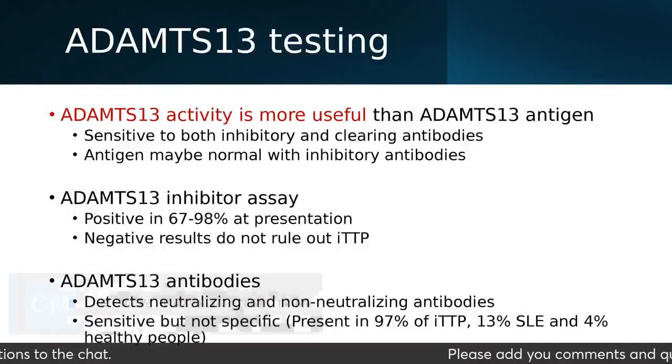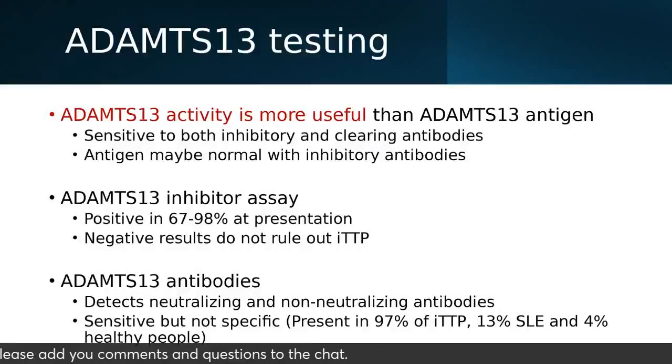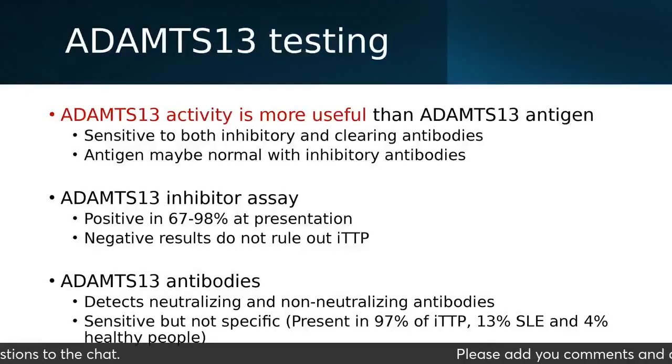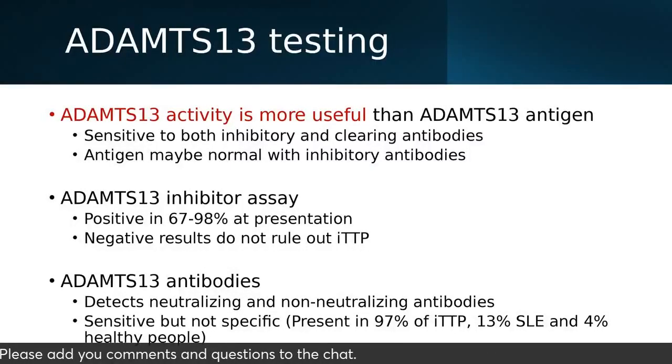Got it. I think that makes sense. Activity is much more relevant and much more sensitive as compared to antigen. Sometimes antigen can be normal in the presence of non-neutralizing antibodies or inhibitory antibodies. So activity is something that we mostly rely on. And ADAMTS13 inhibitor assay and antibodies can be helpful, but one thing that would be most diagnostic would be ADAMTS13 activity.